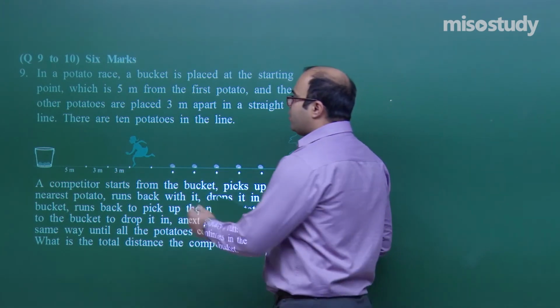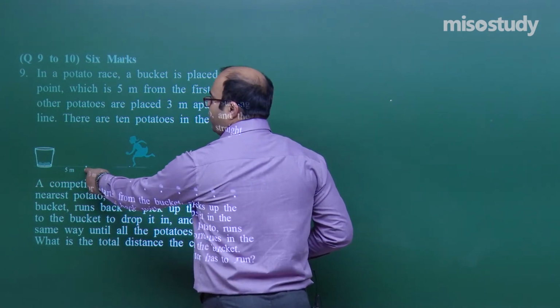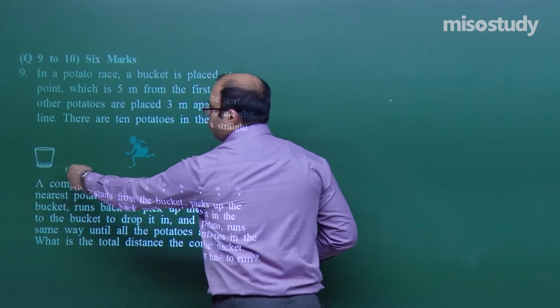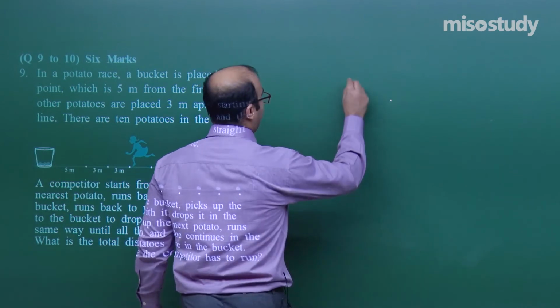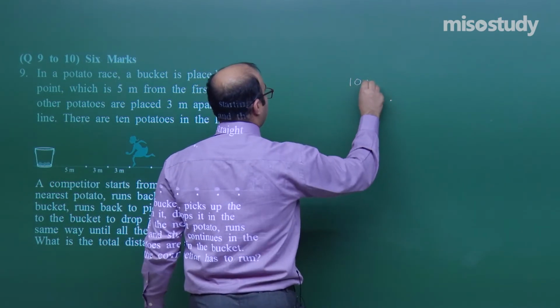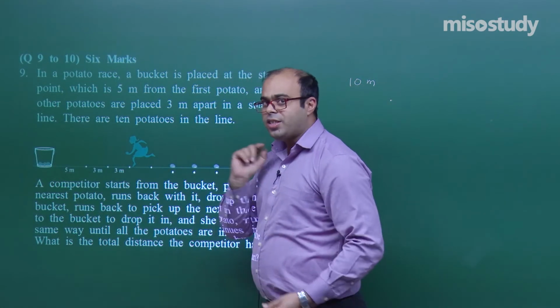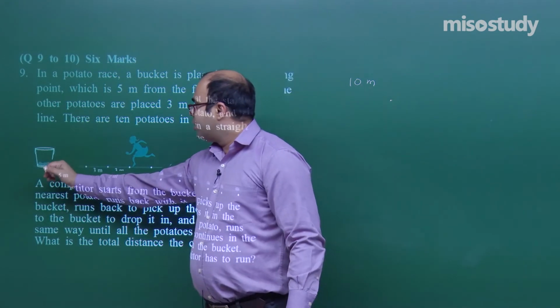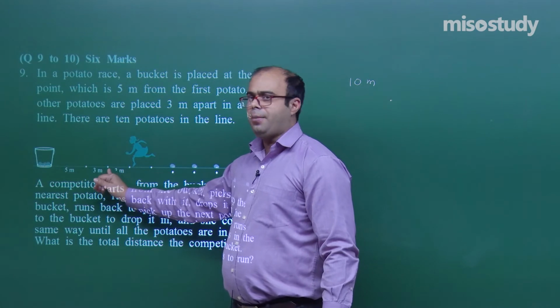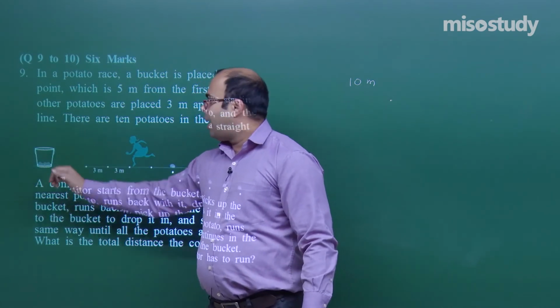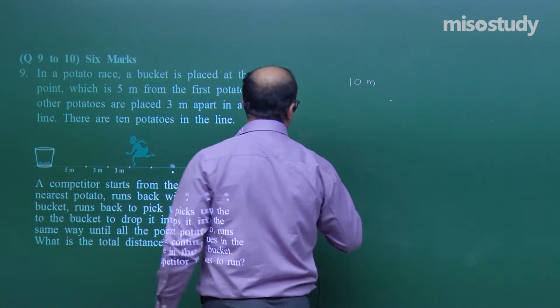So if you observe for the first potato, what is the distance? 5 meters to the potato and 5 meters after taking the potato back to the bucket. So 10 meters is the distance she will run to drop the first potato. After that she will start from here and come here. So the distance is 5 plus 3, 8 meters. She will run back and again 8 meters, so 16 meters.